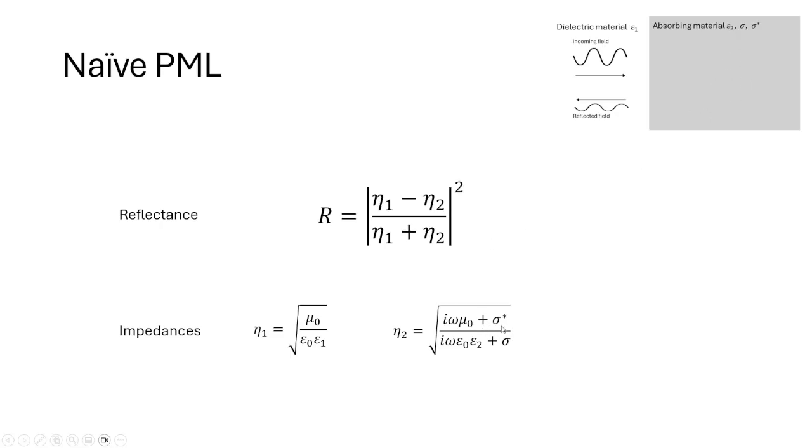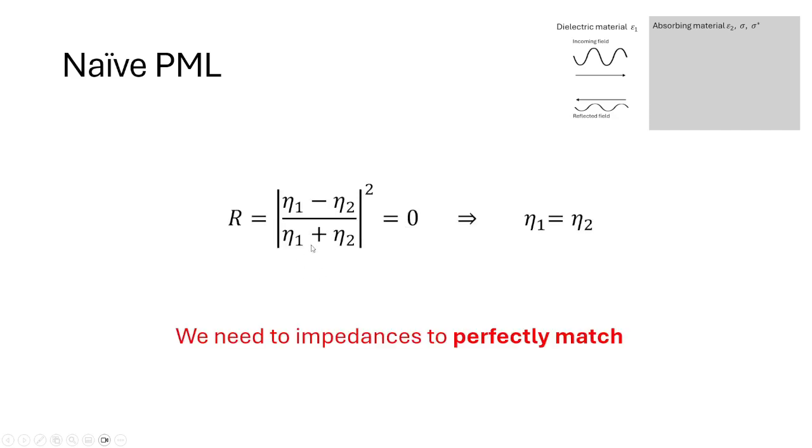And it looks a little more confusing when you look at the formula because it has these sigma terms. But if the sigmas were 0, eta 1 and eta 2 would look the same. So if we want the reflection to be 0 or as close to 0 as possible, then we need to set our impedances to be equal. We need our impedances to perfectly match. So that's where the term perfectly matched layer comes from.